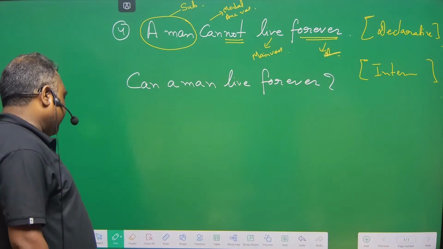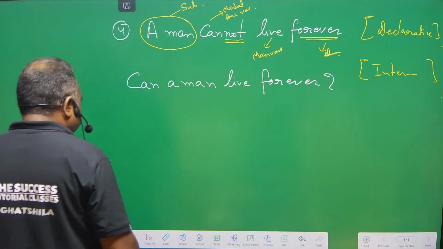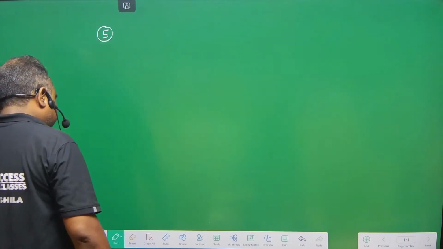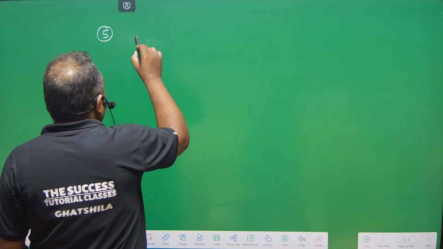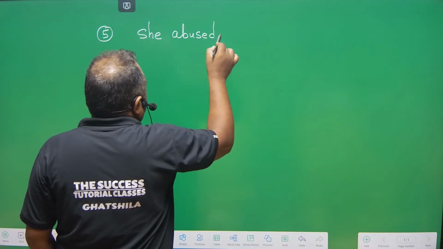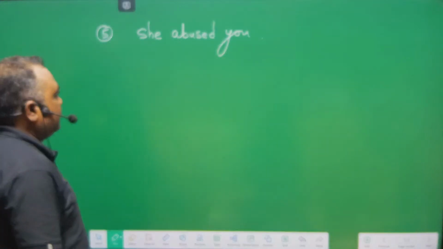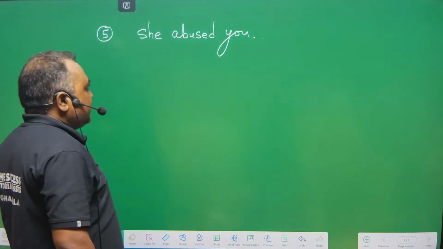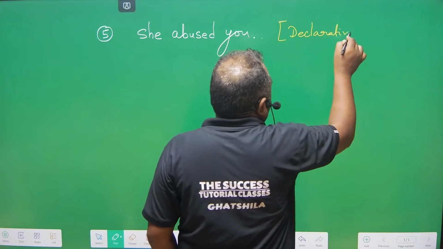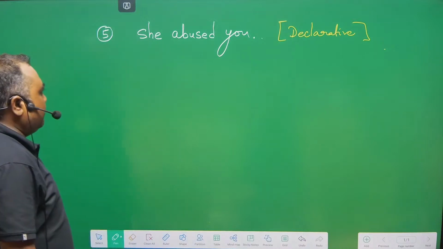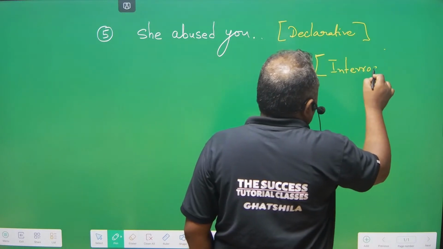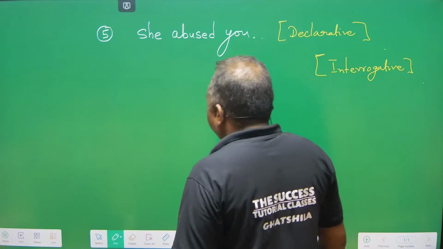Next one, let me give you another question. Question number 5. She abused you. Full stop. She abused you. So this sentence is in declarative form. So convert it into interrogative form.